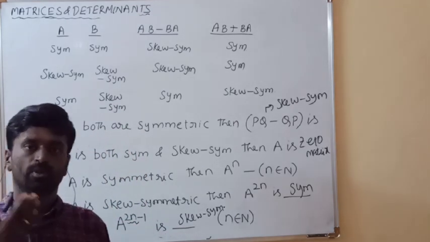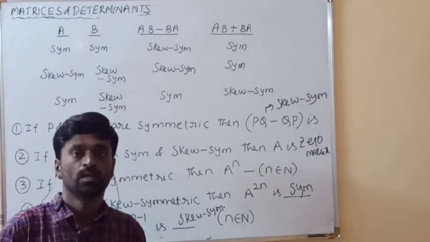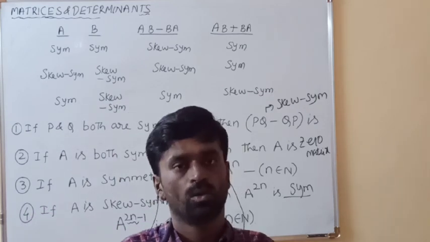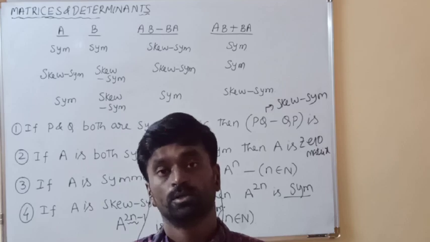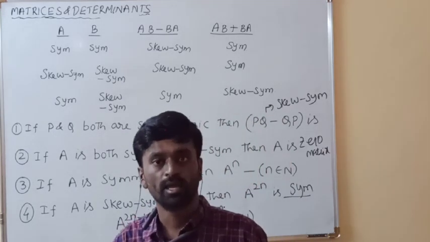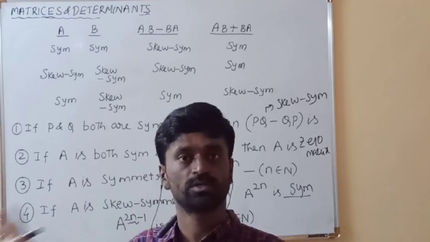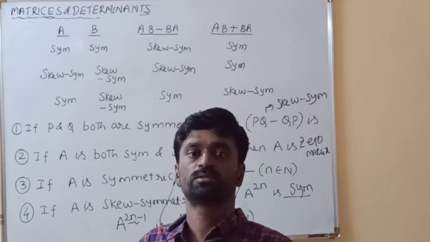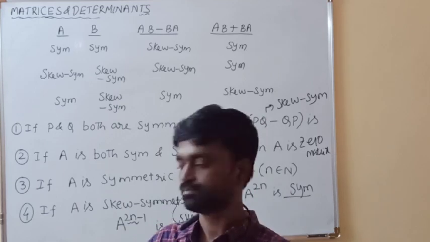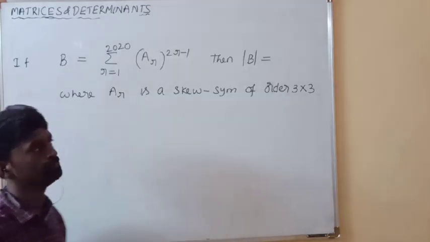Okay. For example, if A is a skew symmetric matrix, A square, A power 4, A power 2020, these are all what? Symmetric matrices. So if A is a skew symmetric matrix, then A cube, A power 5, A power 2021, A power 2019, these are what kind of matrices? Skew symmetric matrices.